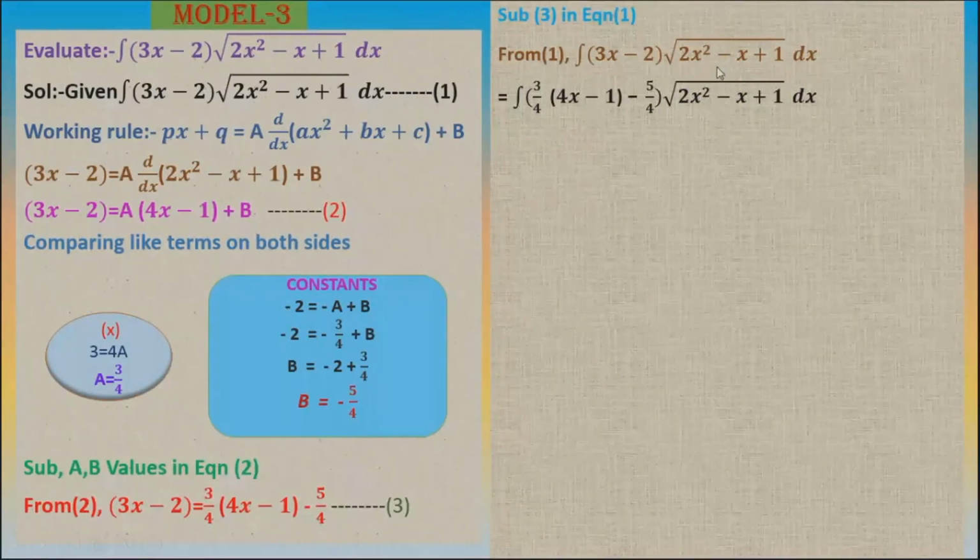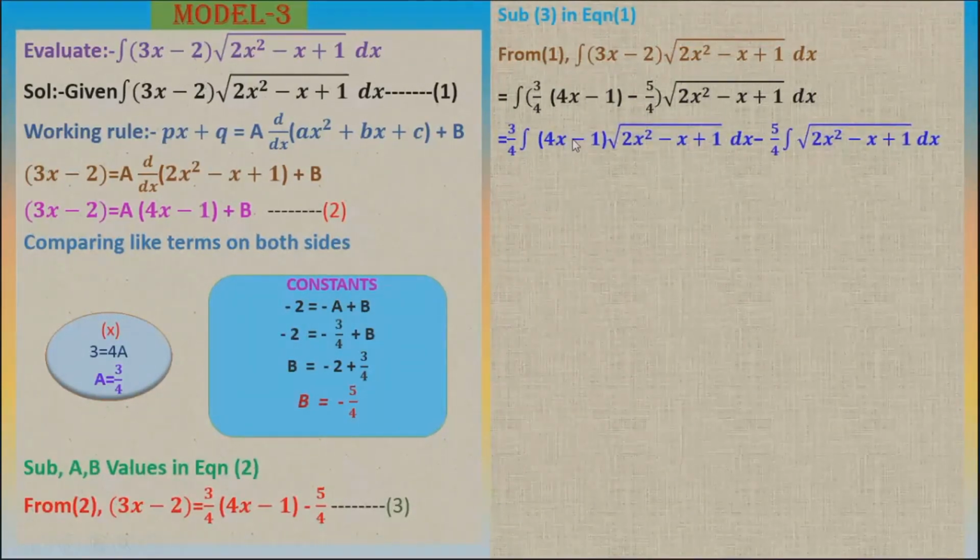Right. Now observe in the first bracket, here we have two terms. First one is 3 by 4 into 4x minus 1 and the second term is minus 5 by 4. And this whole bracket is multiplying with this root term. So I am separating the terms. So 3 by 4 into integration of 4x minus 1 into root 2x square minus x plus 1 into dx, minus 5 by 4 into integration of root 2x square minus x plus 1 into dx.